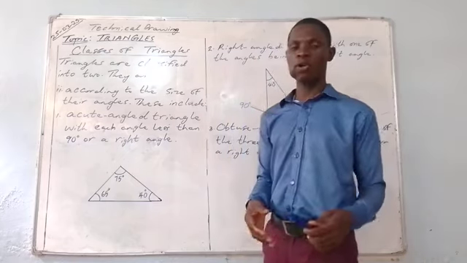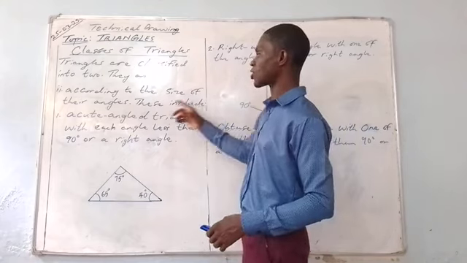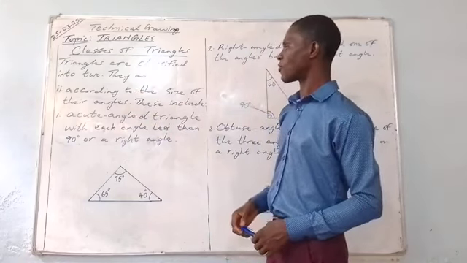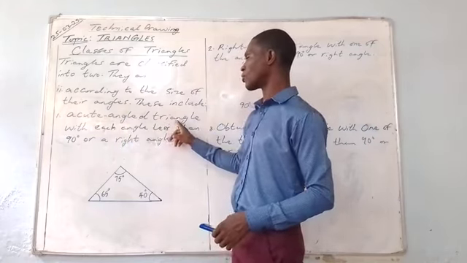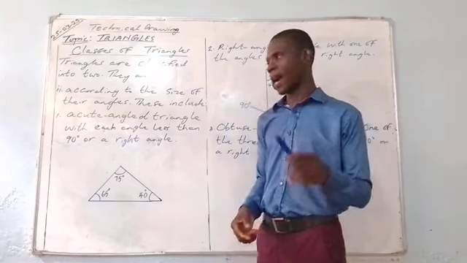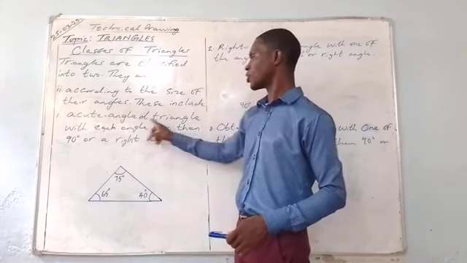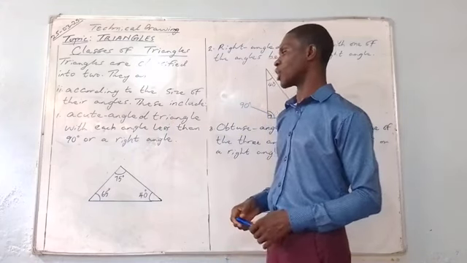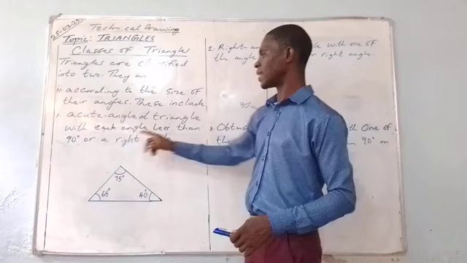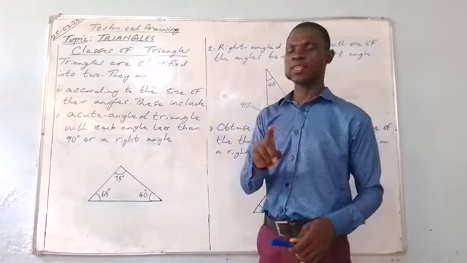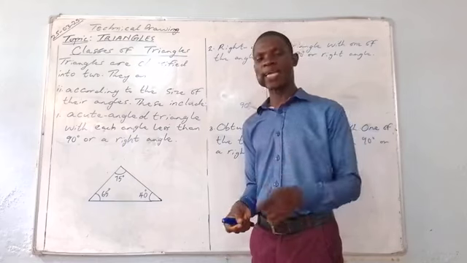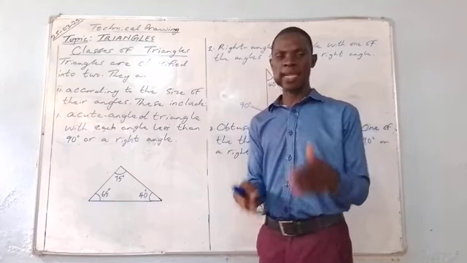Now we are looking at the second classification, which is according to the size of their angles. In this case, we have acute angled triangle as an example under this particular class. For an acute angled triangle, each angle is less than 90 degrees, or a right angle. So each of the angles that we have in an acute angled triangle is less than 90 degrees.